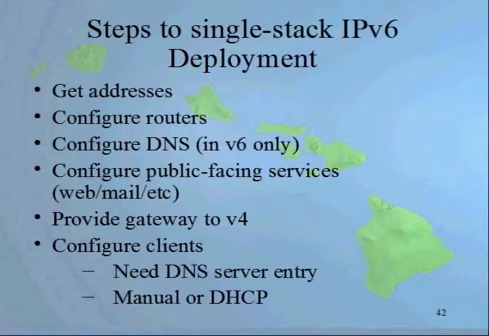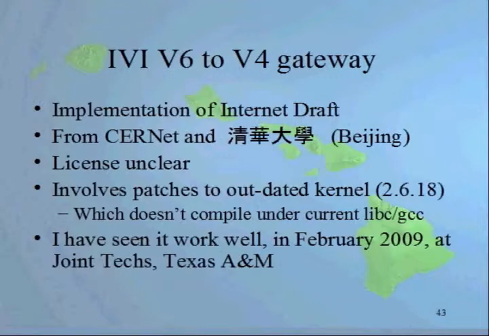As promised, this is a slide about IVI, which is an implementation of an internet draft, which was published by some people from CERNET and Tsinghua Daxue, which is Tsinghua University in Beijing. The license is unclear, but as it turns out, some of the source code has a license specified in the README file, but the kernel patches don't have a license specified in their README file.